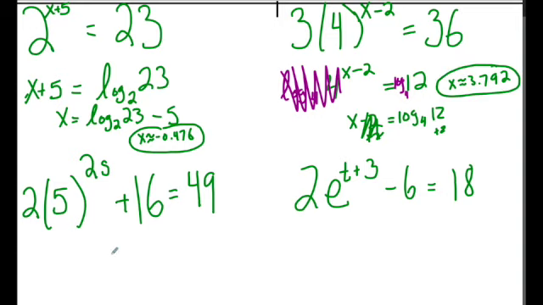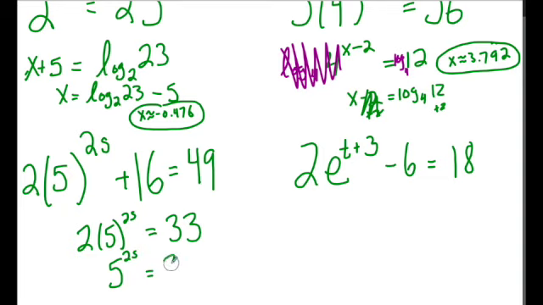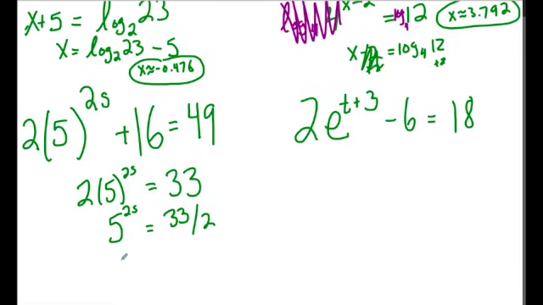Moving on to the next one, I'd be subtracting 16 first. So 2 times 5 to the 2s equals 33, oh, that's an interesting one. So I get 5 to the 2s equals 33 over 2, because remember, 49 minus 16 is 33. If you don't believe me, watch me fail at arithmetic. Nope. Then divided by 2, and we could call it 16.5.